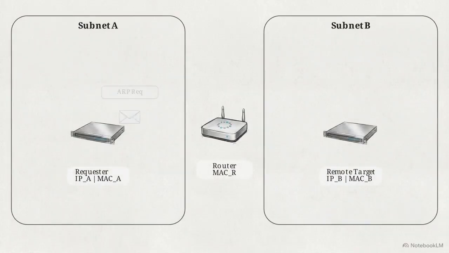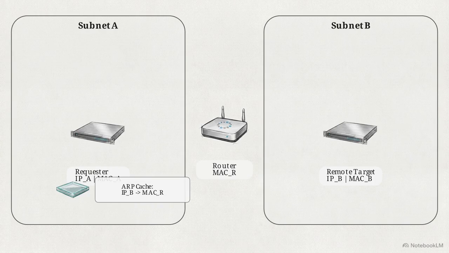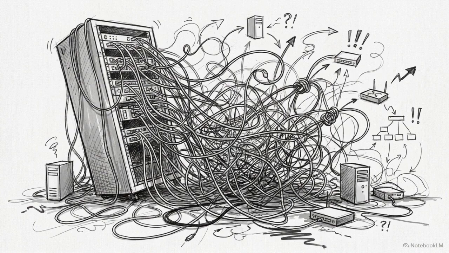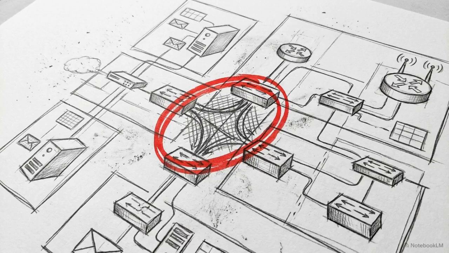There is also Proxy ARP, where a local router intercepts a request and answers on behalf of a host located on a completely different subnet. The router provides its own MAC address, tricking the requesting host into believing the remote target is actually physically local. While GARP and Proxy ARP ensure connectivity during rapid failovers and transitions from legacy hardware, they generate high volumes of broadcast traffic. Relying heavily on Proxy ARP often masks underlying design flaws in the subnet architecture itself.